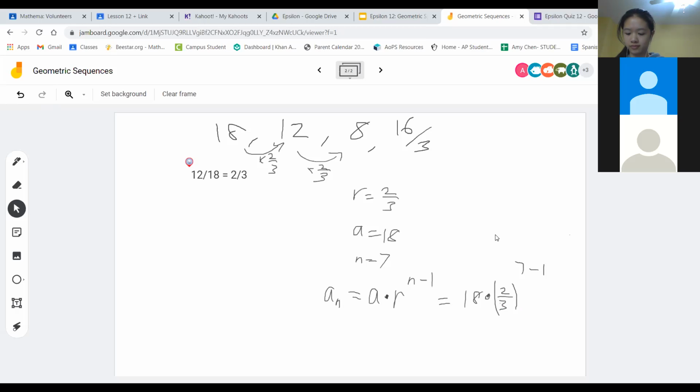You can just use your calculator for this. We're not doing that in the sprint round, but that doesn't really matter. It's just 18 times 64, and then divided by 729. Your calculator may give you a very long decimal number.